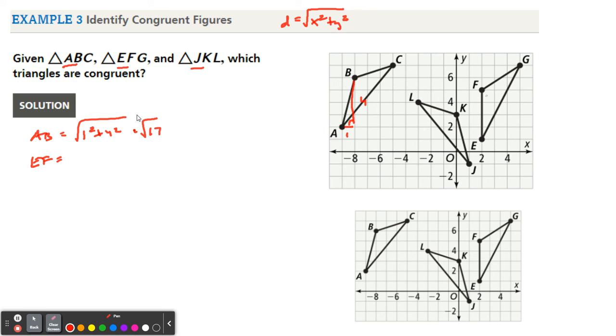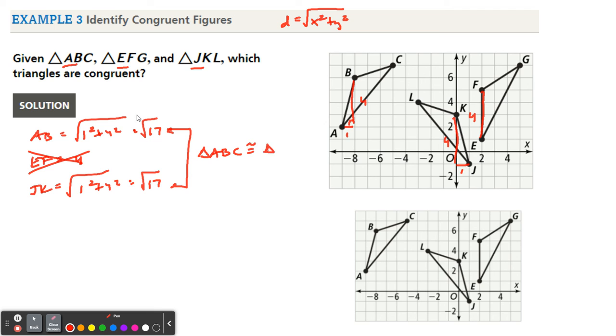EF. Now EF is vertical. We just count 1, 2, 3, 4. That's a length of 4. We don't need the distance formula. And then JK, from J to K. So I'm going to go left 1 and up 1, 2, 3, 4. Same right triangle as AB. 1 squared plus 4 squared, and that's the square root of 17. So you can already tell here that these two are the same. So that means triangle EFG will not be congruent. So it's probably going to be triangle ABC congruent to triangle JKL.